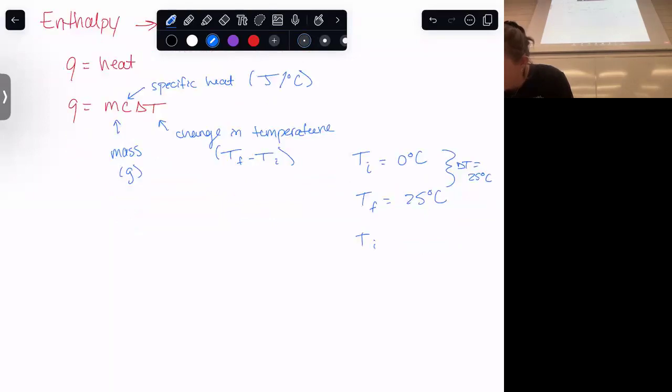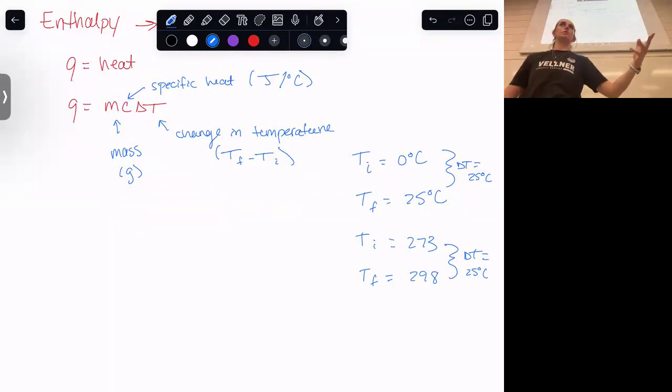But what if we had T initial is 273 and T final is 298? What's our change here? Also 25. Right, here it's 25 degrees Kelvin's difference, but it doesn't really matter. Both of them are 25 because we're changing by that plus 273. So in this case, your T final minus T initial does not matter if it's in Kelvin or Celsius. You can use either or, just make sure that they're both in the same. If you're given, right, one is at 0 degrees Celsius and the other one's at 298 Kelvin, don't do 298 minus zero.